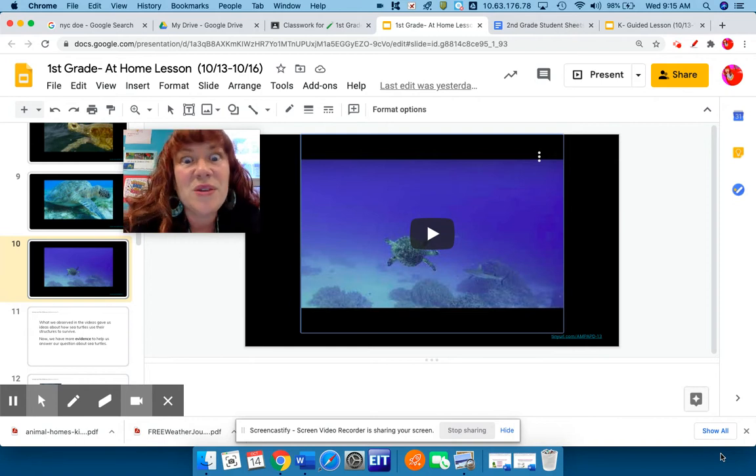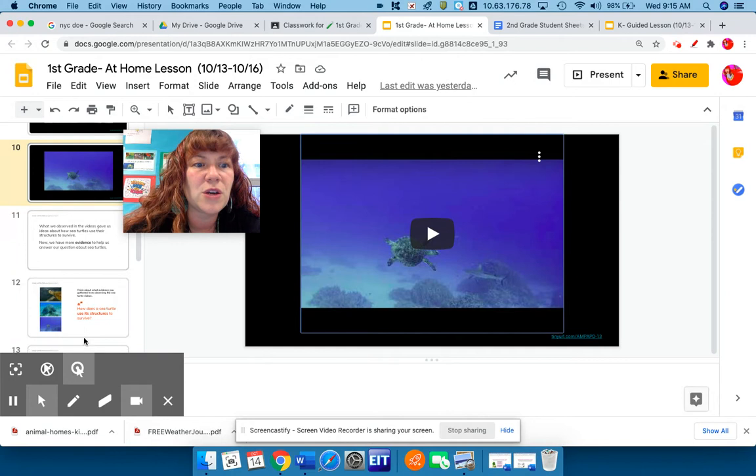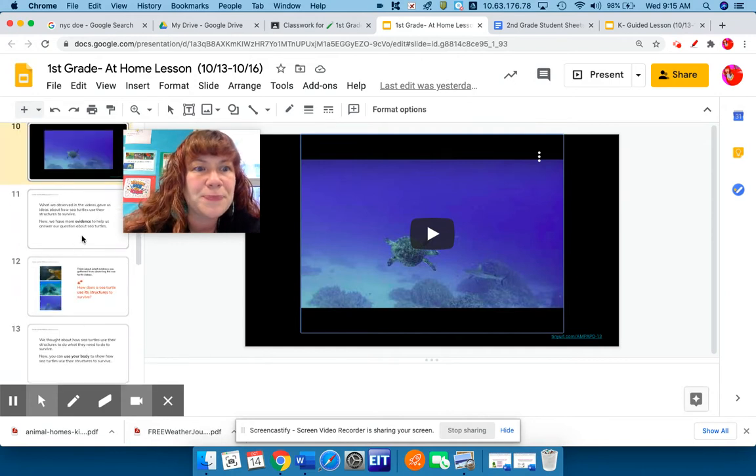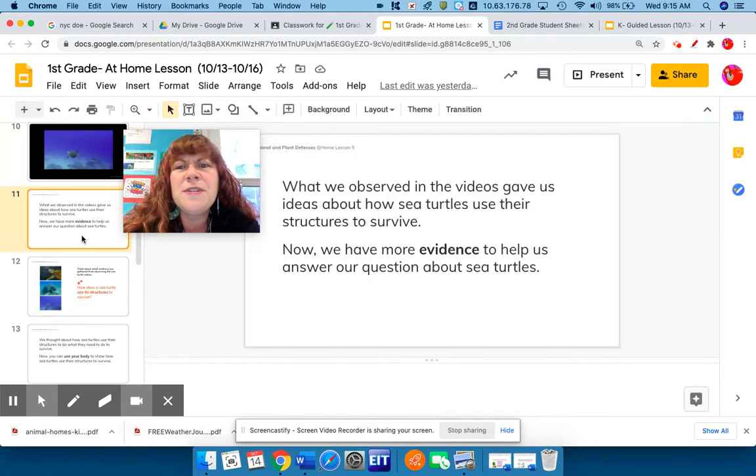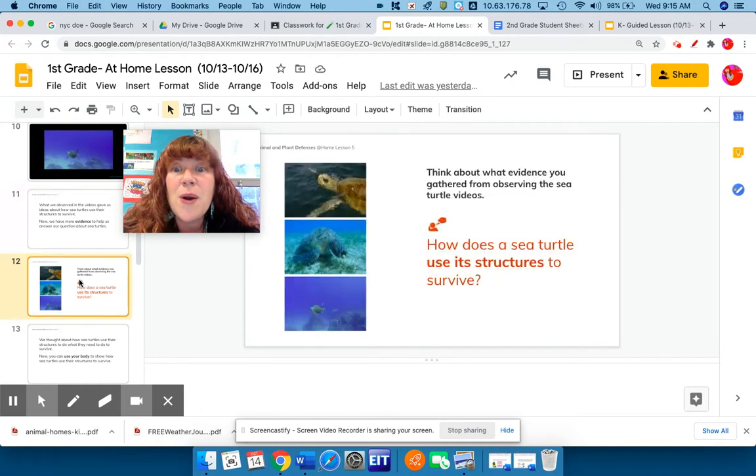And also, yeah, you see that she has a shell and the shell looks really hard. And so the shell could be keeping her safe too. That's great. So we observed in the videos that sea turtles use their structures to survive. Now we have more evidence to help us answer our question about sea turtles. Here's that question. Think about the evidence you gathered from observing the sea turtle videos. How does a sea turtle use its structures to survive?